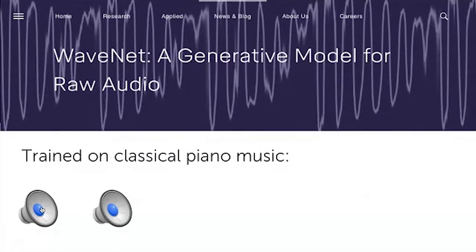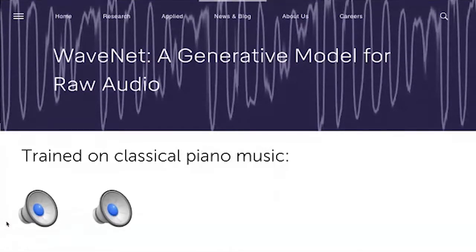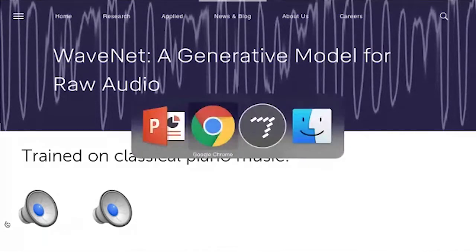So I'm going to give you an example here of what Wavenet produces when you train it on a bunch of piano examples. And I'm going to do a little experiment here. I'm just going to play this out of my computer speakers and see if you guys can hear it. Check in, you can hear it, excellent.